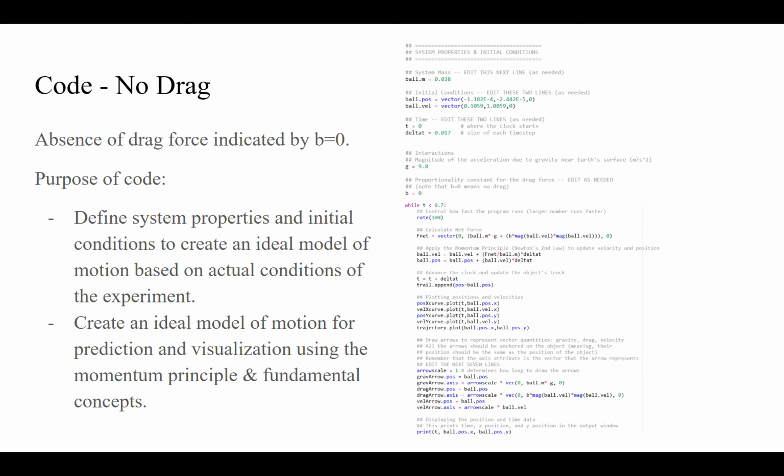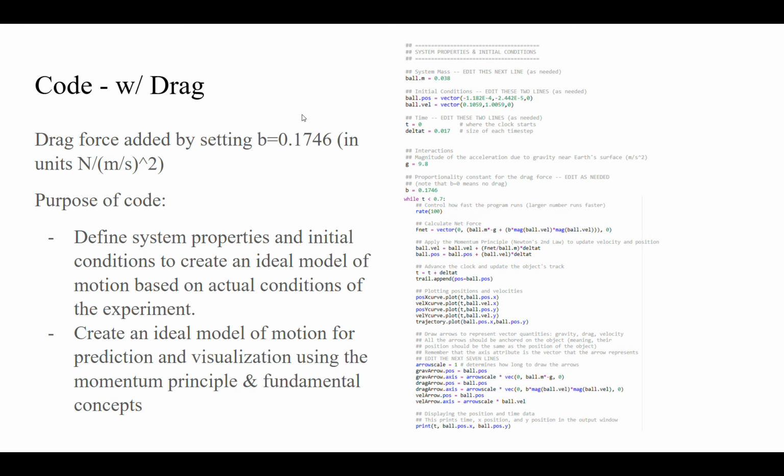And for the code, it helps us define system properties and initial conditions to create an ideal model of motion based on actual conditions of the experiment, for prediction and visualization using the momentum principle and fundamental concepts. Also, the ball's mass, M equals 0.038 kilograms, is actually the real weight of the object, which we weighed with a scale in the lab.